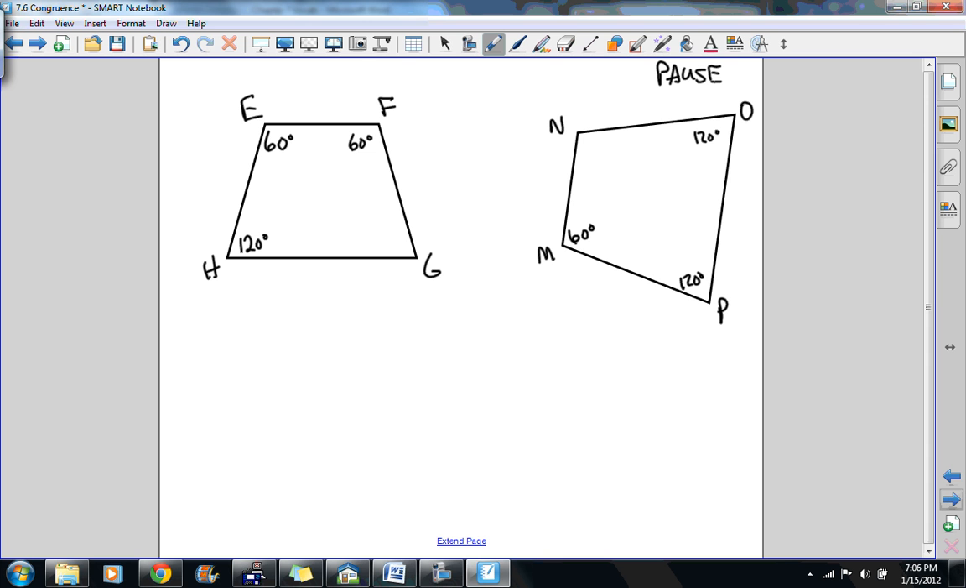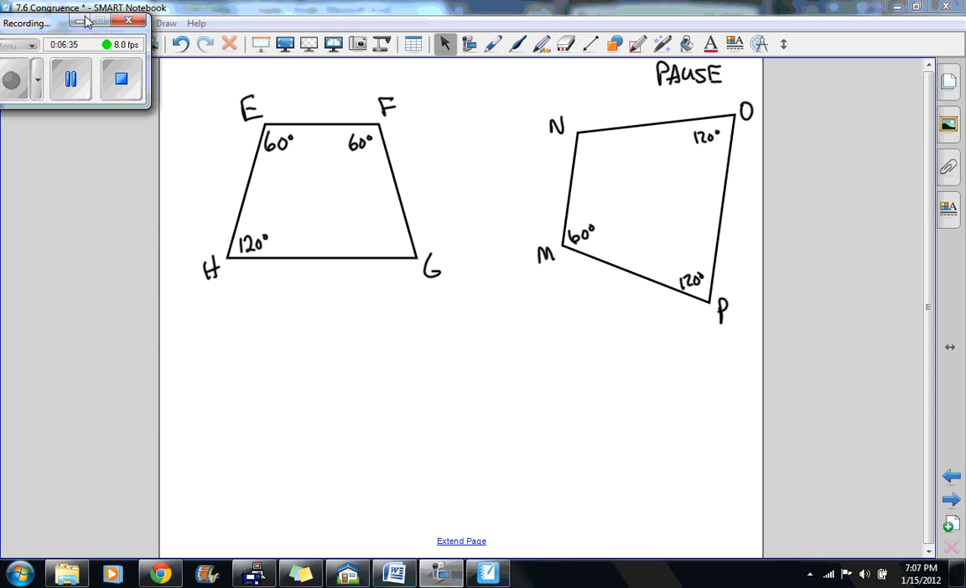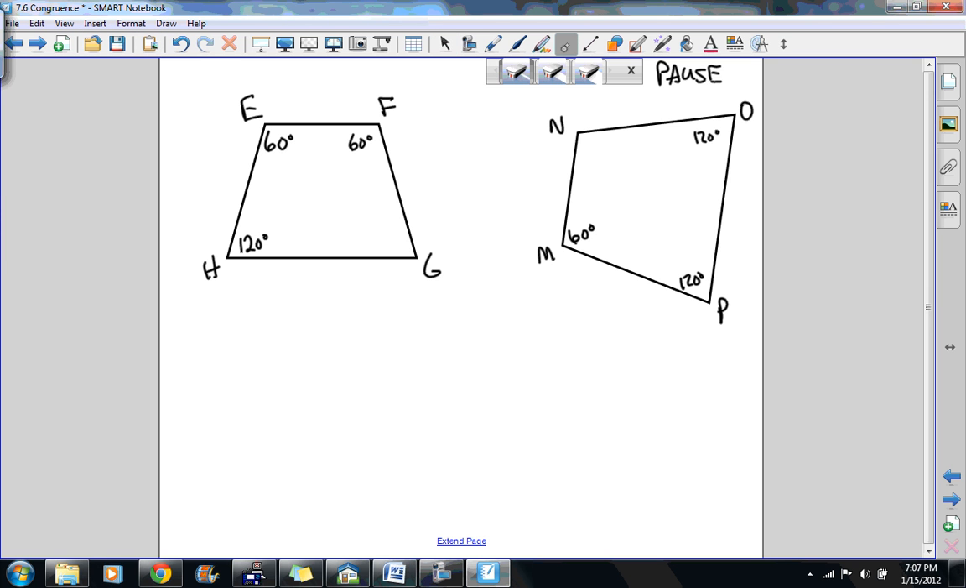So I want you to try this one on your own. Make a congruence statement. See if you can get it right. So we're back. And let's see how we did.